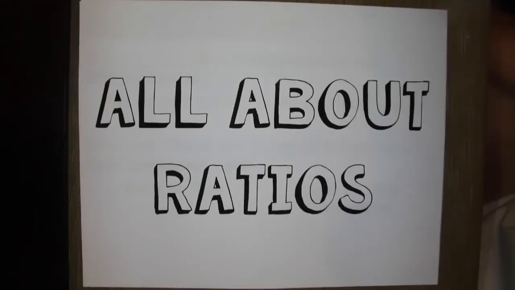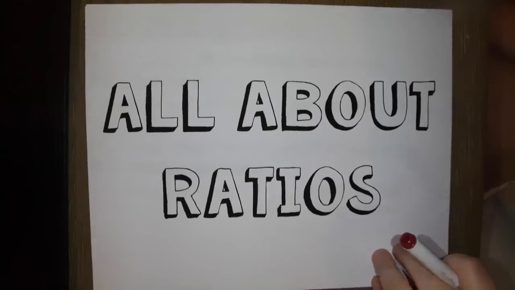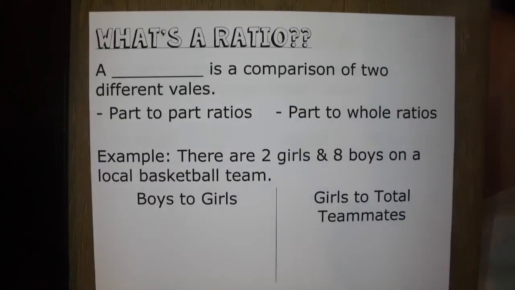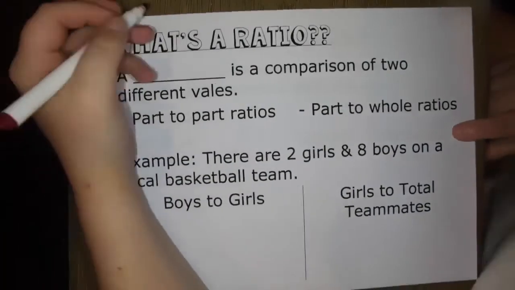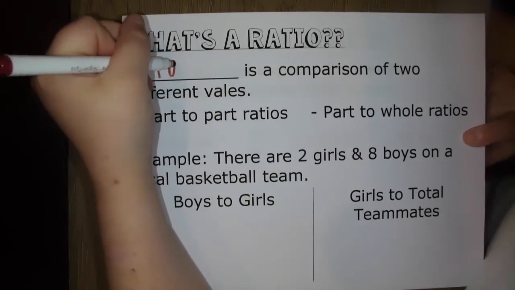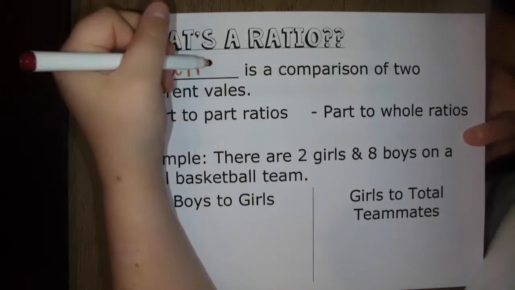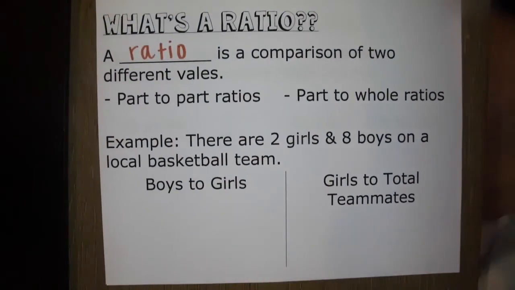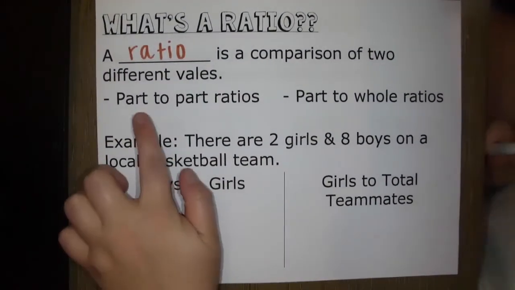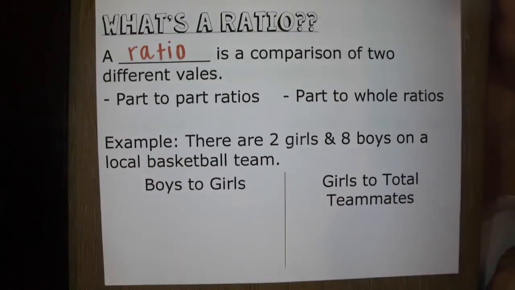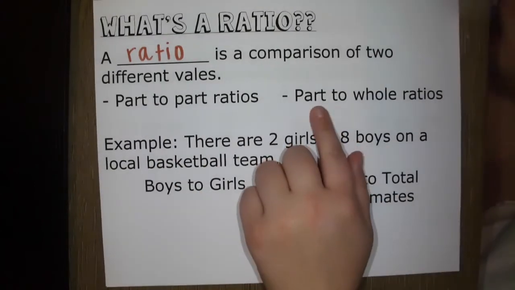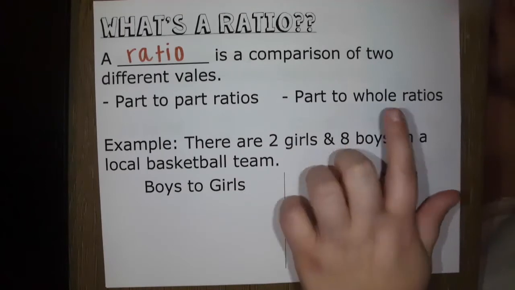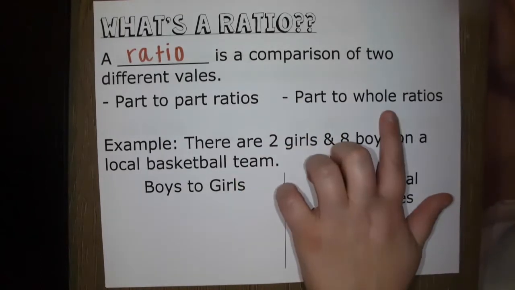Hello, so today we are going to learn all about ratios. Well, first off, what is a ratio? A ratio is really a comparison of two different values, and sometimes those values are related in the same set, meaning it would be a part-to-part ratio, and then sometimes you're comparing a part of a group to the whole, and that would be a part-to-whole relationship.